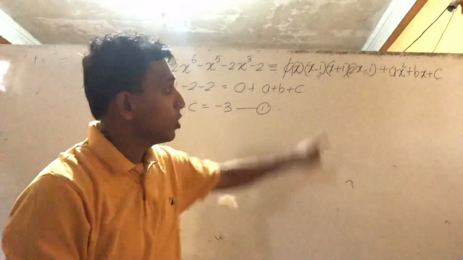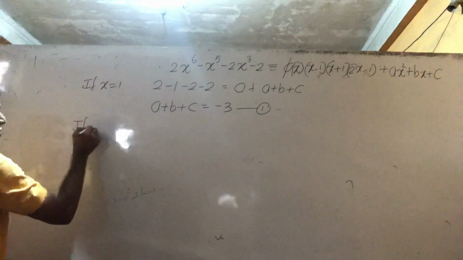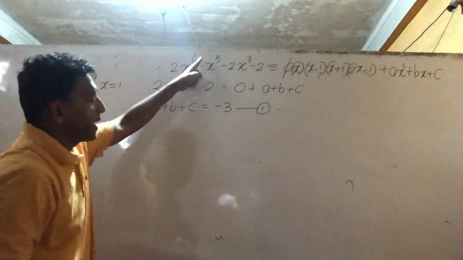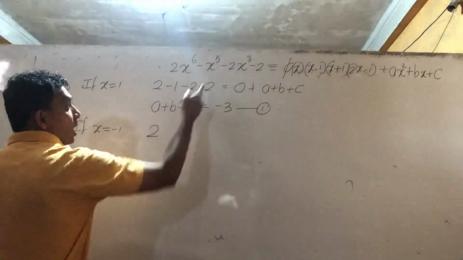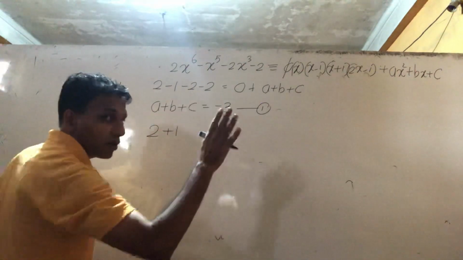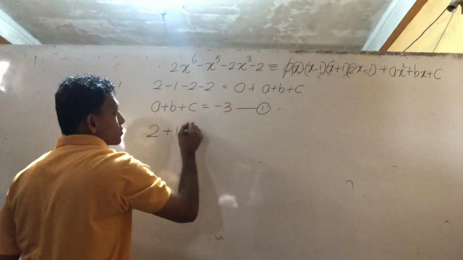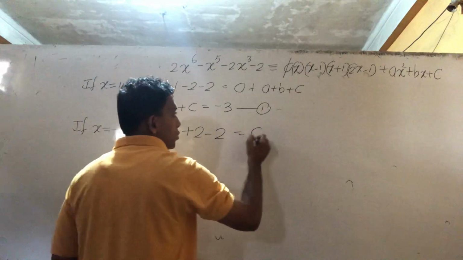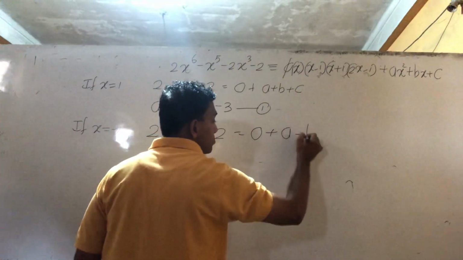Next, put x equals minus 1. Negative to an even power is positive, so 2, then minus into minus gives plus 1, so plus 1 plus 2 minus 2, and the other side 0 gives a minus b plus c. You have to mark these quickly.